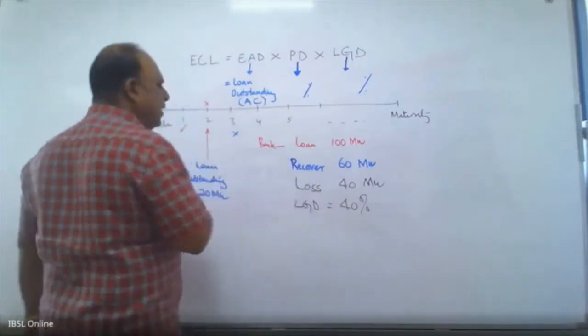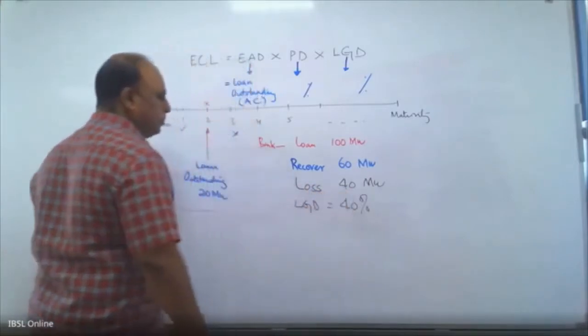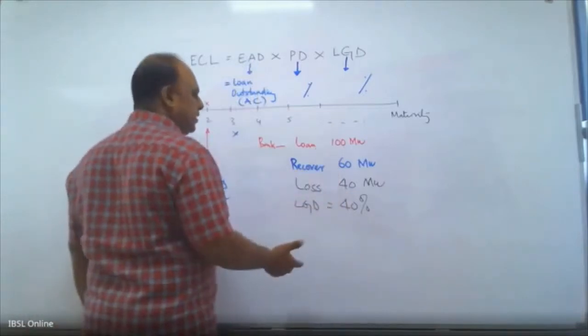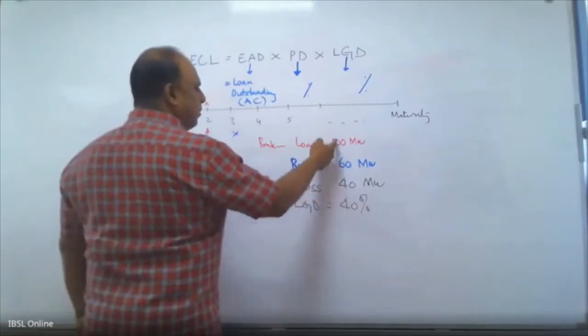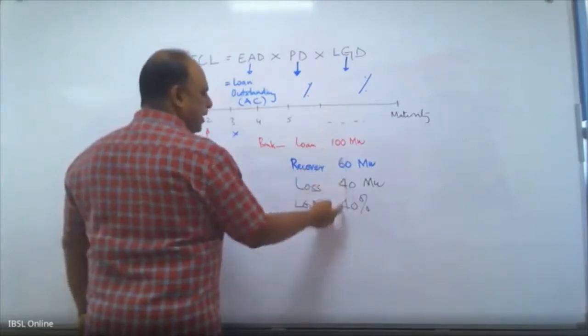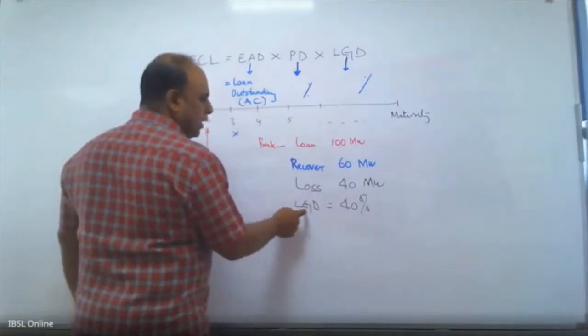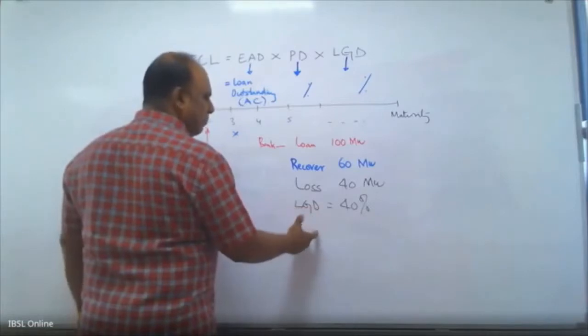Which means every time they incurred a loss of 40 million. So if I am to convert this into a percentage, 100 million out of that, 40 million loss means my loss percentage is 40, which I call loss given default. Loss given default. This is the name.